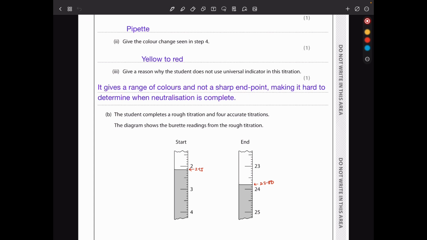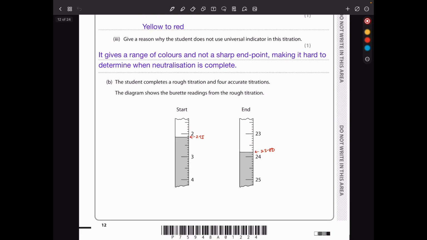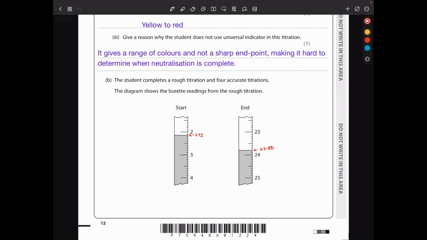Making it hard to determine when neutralization is complete. Then in part B, the student completes a rough titration, and for accurate titrations, the diagram shows the burette readings from the rough titrations. So here the reading is about 2.15, and the reading here is about 23.8.